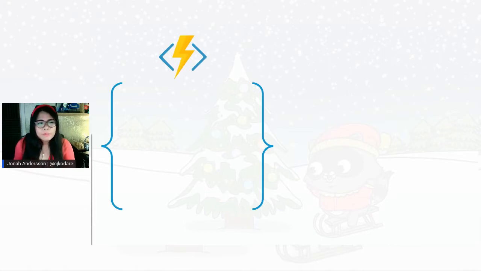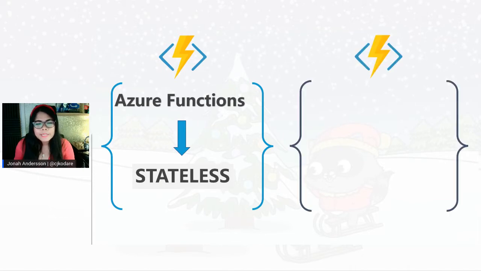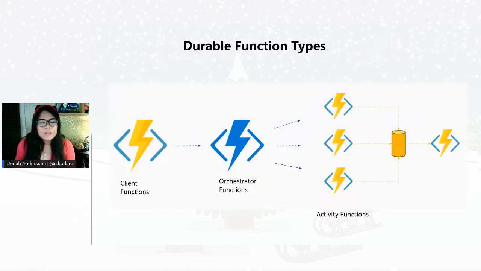And so basically, what differs Azure Functions? Azure Functions is stateless, and Azure Durable Functions is stateful. So if you want to create stateful workflows that need to keep their state, then it's ideal to use Azure Durable Functions.